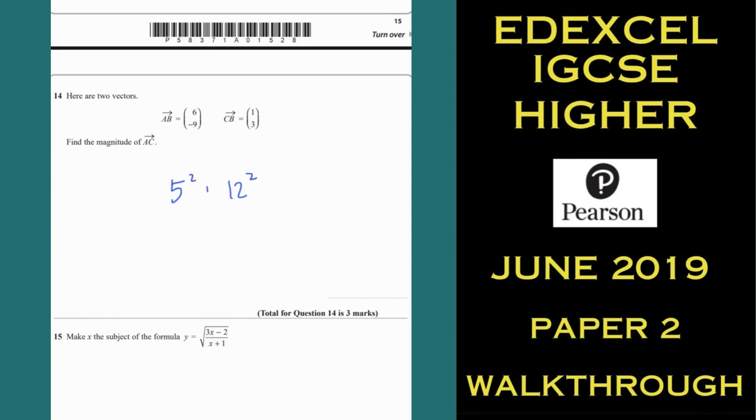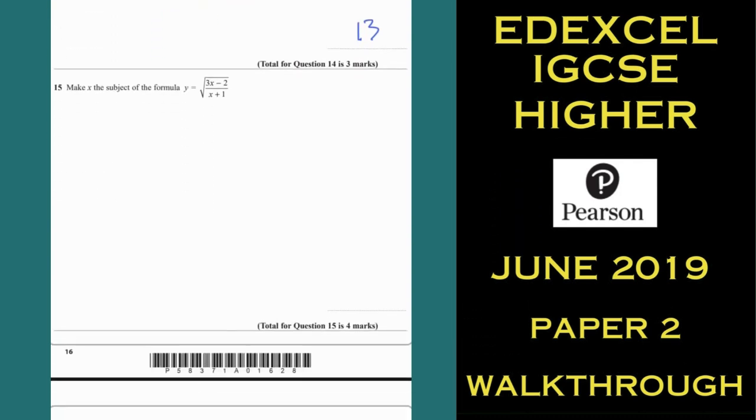We're going to square them, add them, and square root them. They are 13 apart. That's it. It's a hidden 3-marker Pythagoras.